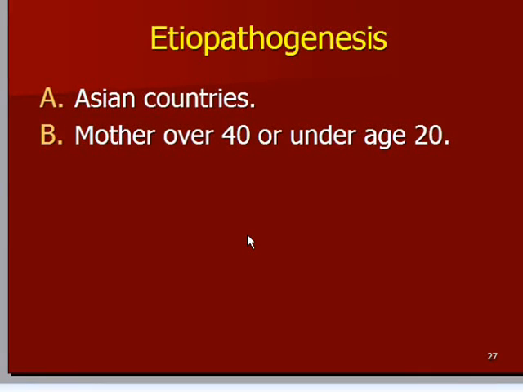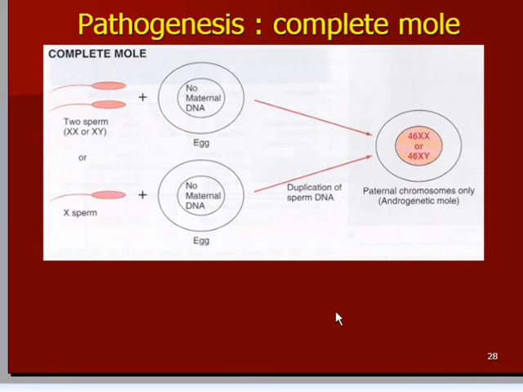These moles are very common in the Asian countries, and in mothers who are over 40 years of age or under 20 years of age. This is the pathogenesis of the complete mole. Have a look at this picture very carefully. There are two scenarios explained here. If you look at the upper part, the scenario of the complete mole pathogenesis, you see an egg. Look at it very carefully.